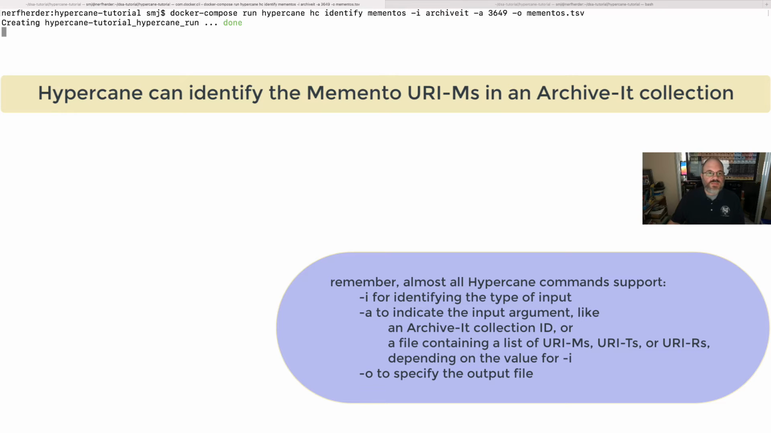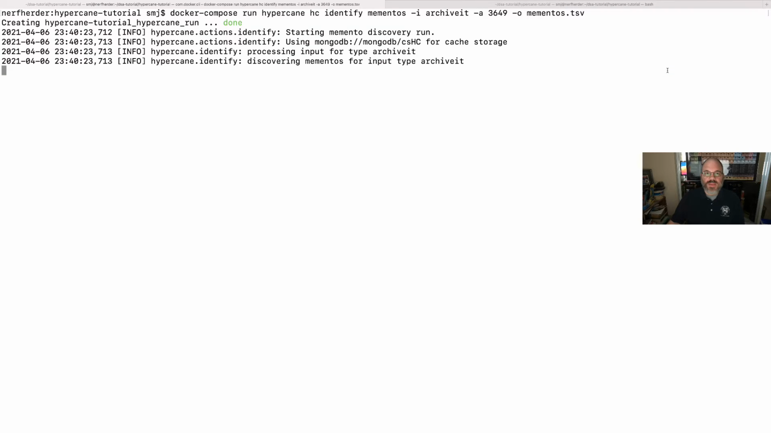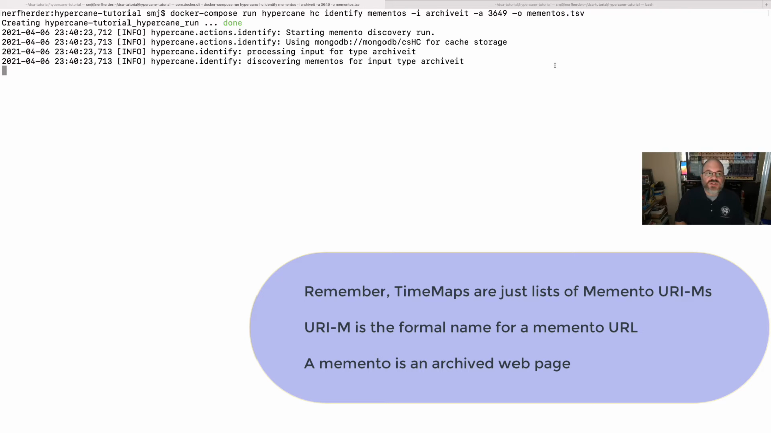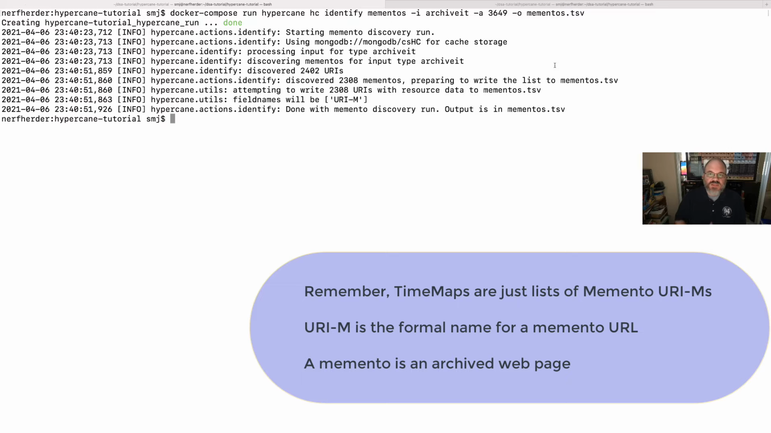So we run that. It takes a moment to go ahead and download everything, extract the mementos from the time maps, and get the time maps from the Archive-It collection. So this is going to take a moment. Now, I have gone ahead and already cached everything, so it should be relatively quick. We will see what happens here in a moment. Yes, there we go. It's all done. And in this particular case, the output is in a file named mementos.tsv.